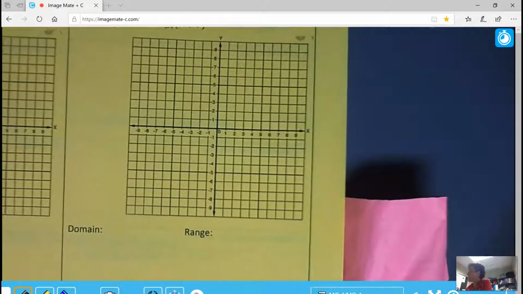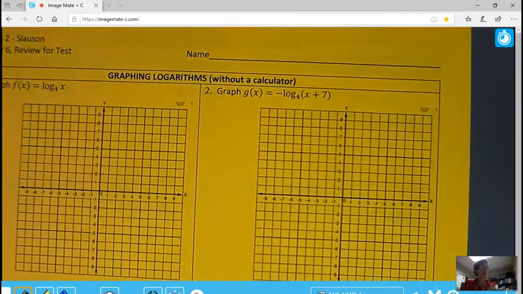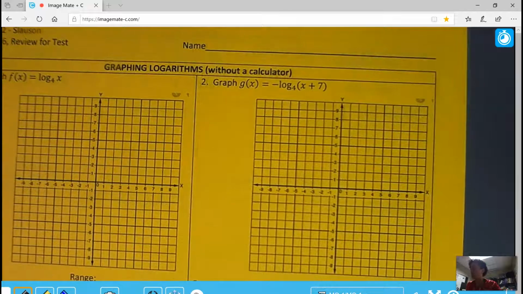Hey everybody, it's Mrs. Slauson, and we are going to be going over the Chapter 6 review if you need help. I don't have my cheat sheet in here, but I will be referring to it as I go through these. So I do need for you to pay attention to what parts would be without a calculator and what parts would be with the calculator.